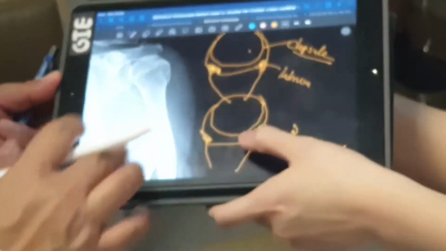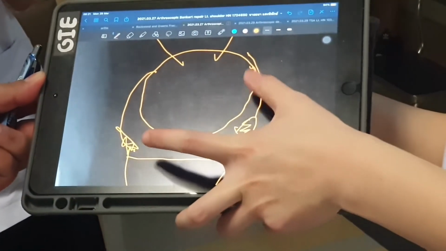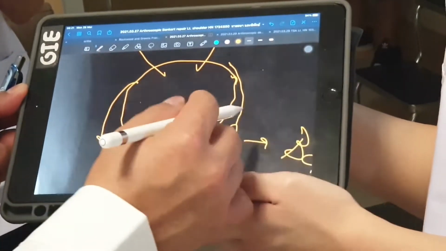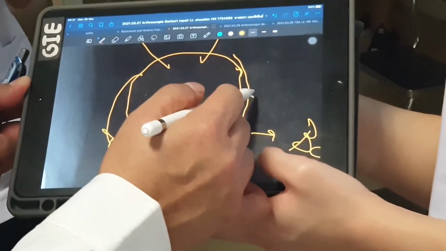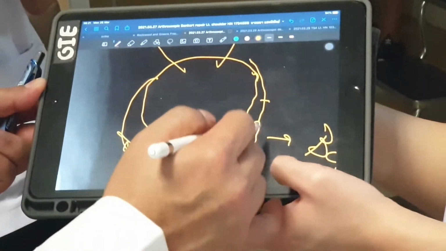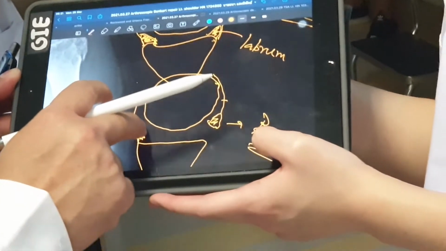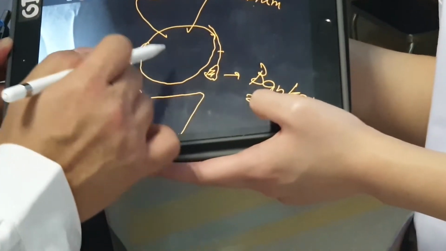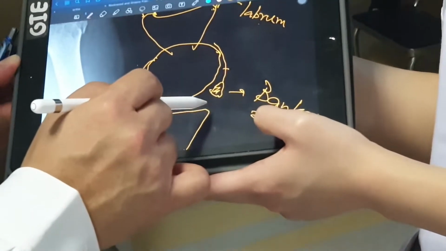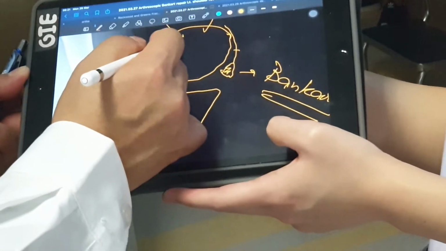In order for this to be torn, it can be torn from the capsule tear, but most of the time the tear is from the labrum. You may have this in the young. Also, when you have dislocation, this part of bone will be here, like I showed you in one picture. So there will be a bone defect here.